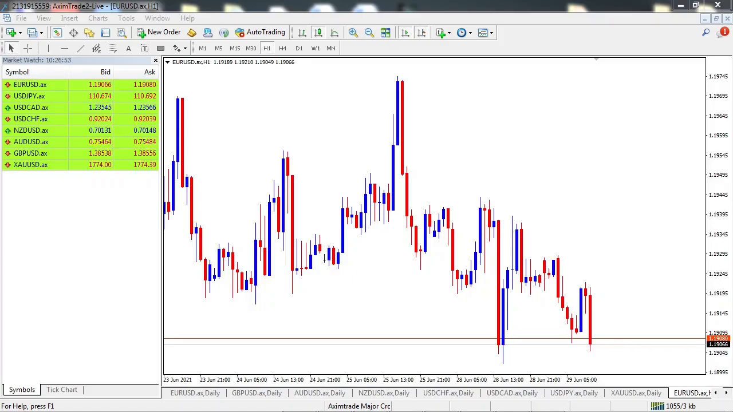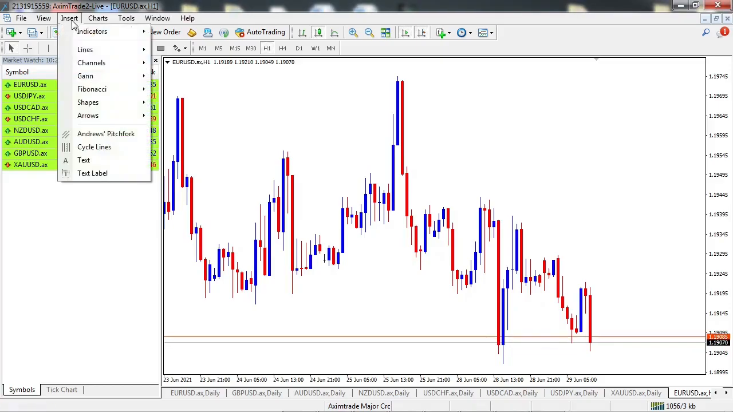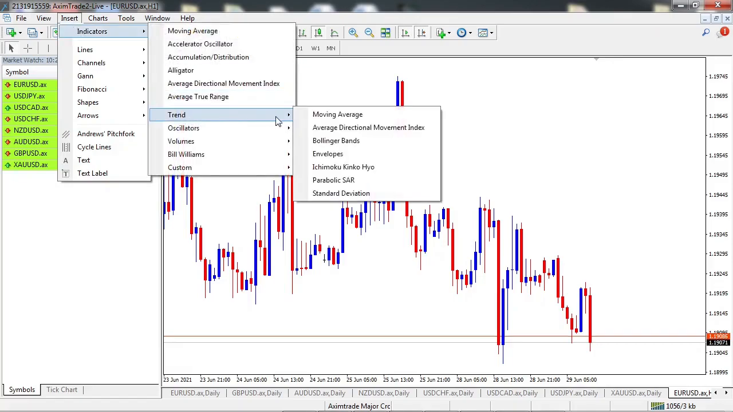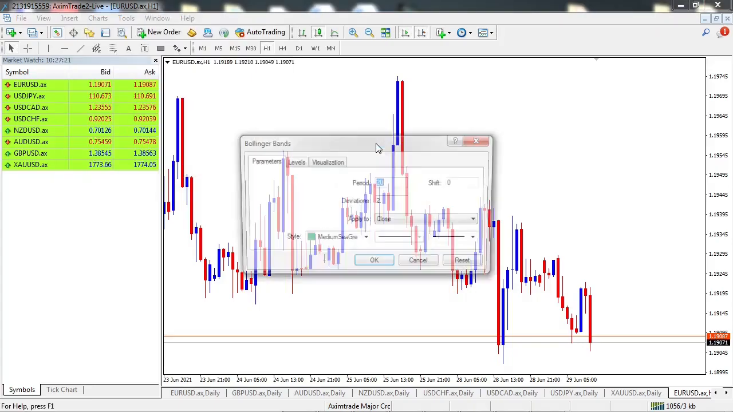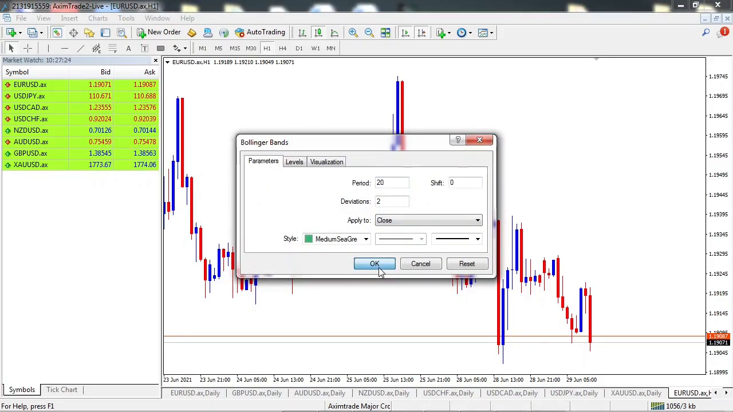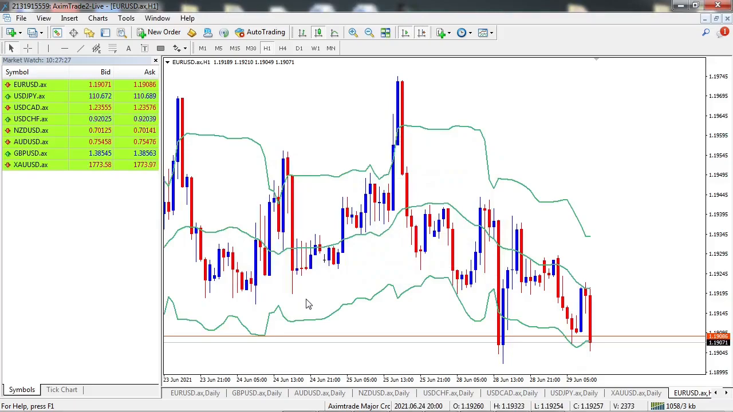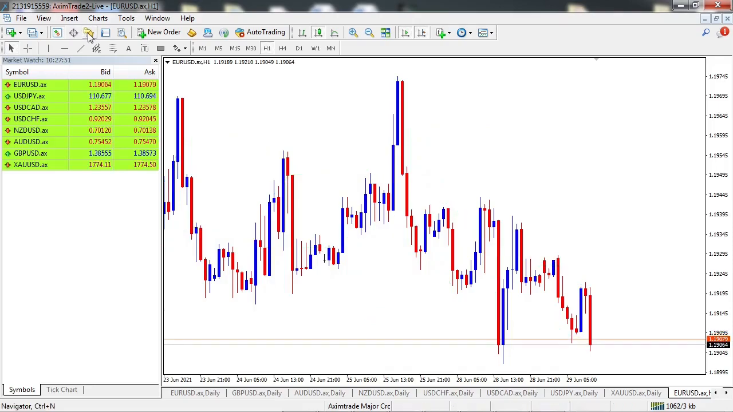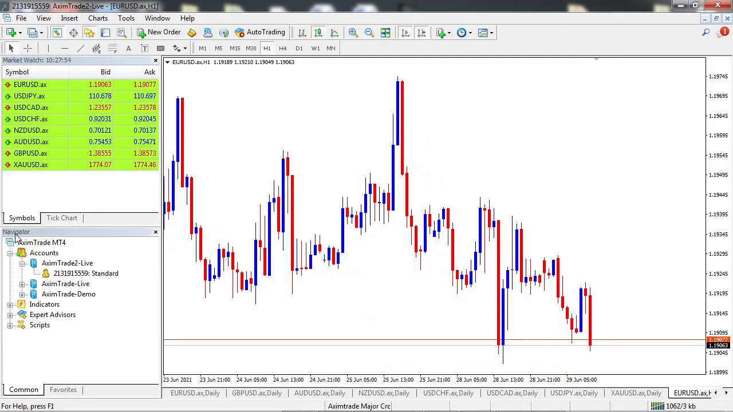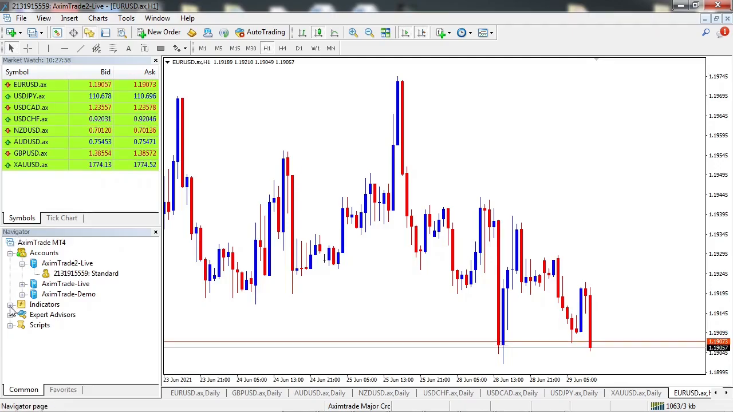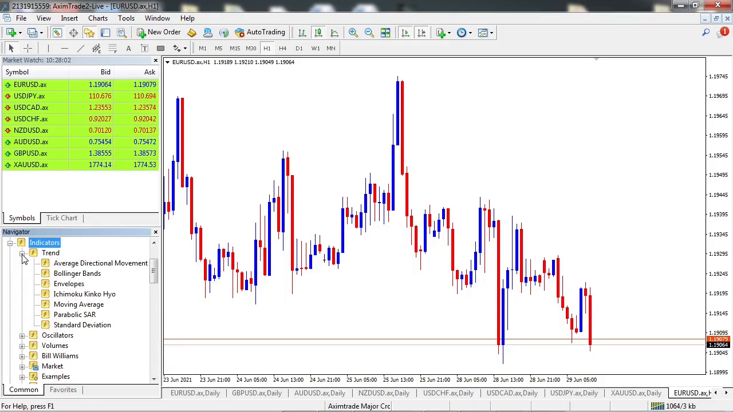To place the Bollinger Band on chart, there are a few methods. The first method is to go to Insert, then Indicators. Under the Trend, select the Bollinger Band. The second method will be the easiest one, as you click and drop it from the Navigator panel. To do that, simply go to the Navigator panel, Indicators. Under the Trend, click the Bollinger Band, drag and drop it on chart.